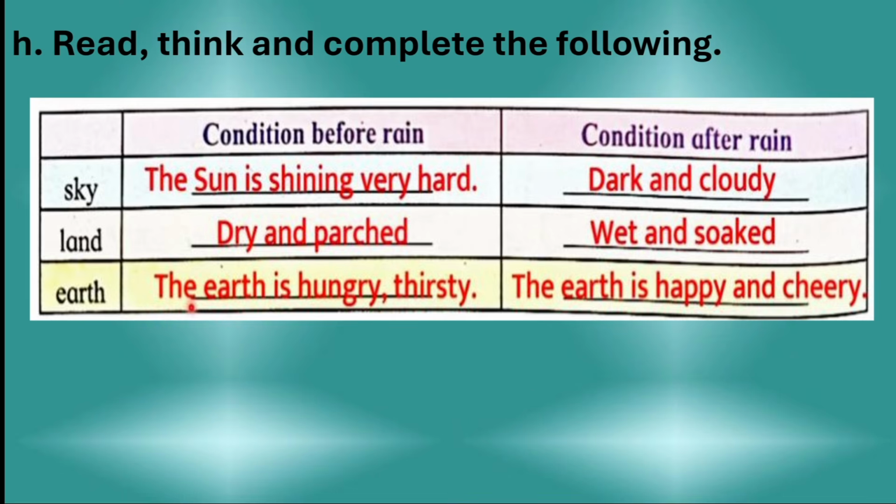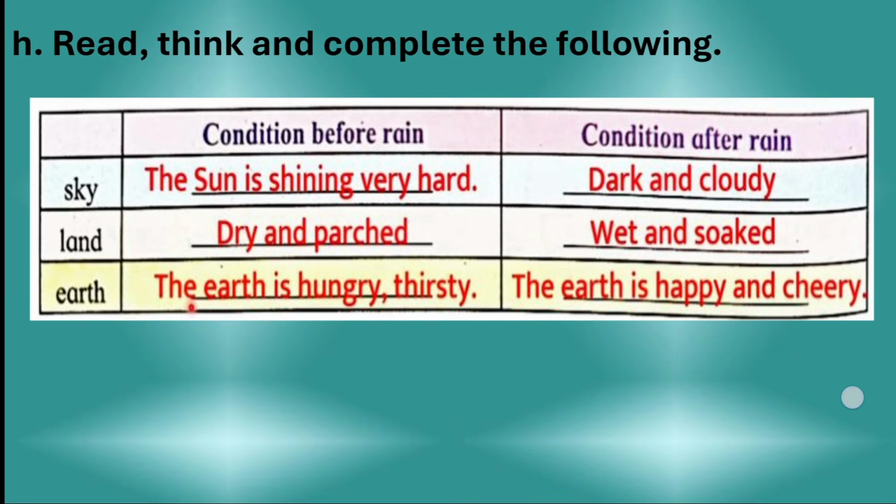Next question, read, think and complete the following. Condition before rain and condition after rain. Here the first point is sky. The sun is shining very hard. This is condition before rain. And condition after rain, there is dark and cloudy.